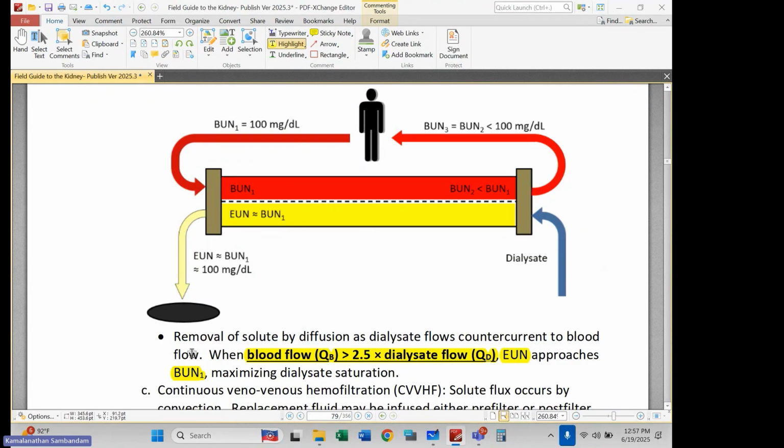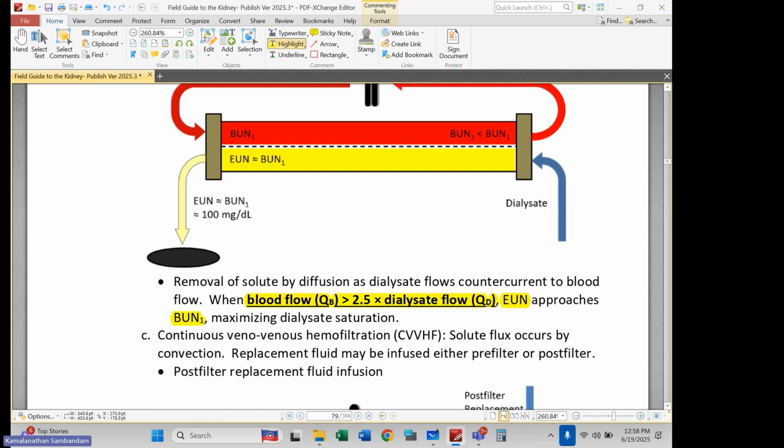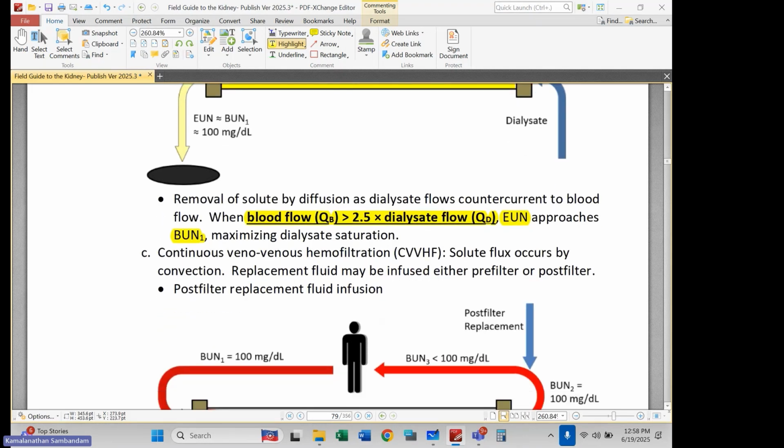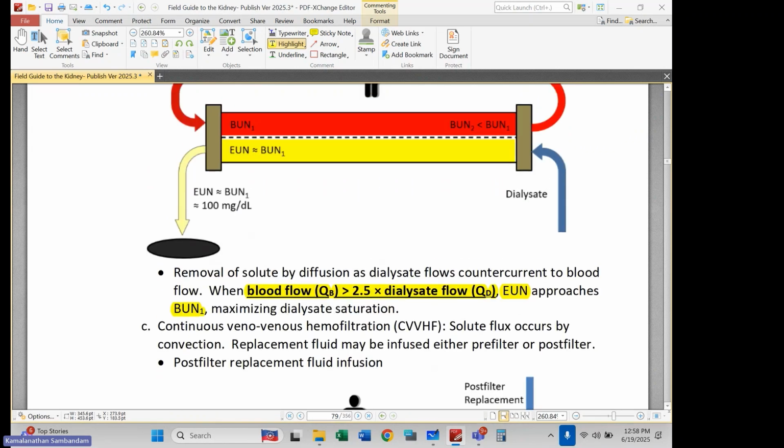My EUN and BUN are roughly equivalent, and then my urea clearance is simply my 20 mils per minute of dialysate flow rate. 20 mils per minute would be a dialysate flow rate of 1,200 milliliters per hour. Those are the numbers that you're more familiar with. Divide that by 60, you'll get a CRRT urea clearance of around 20 mils per minute. That would be about, again, 1,200 milliliters per hour of dialysate flow rate. Okay? Questions about that?